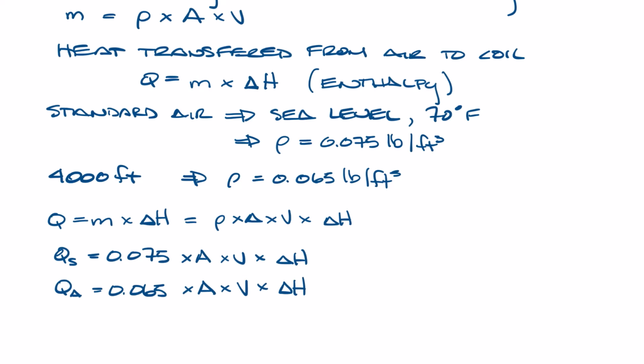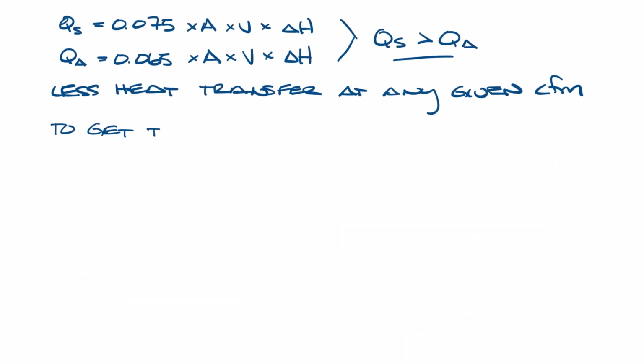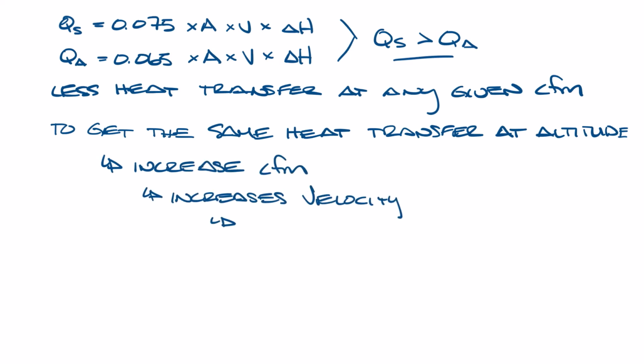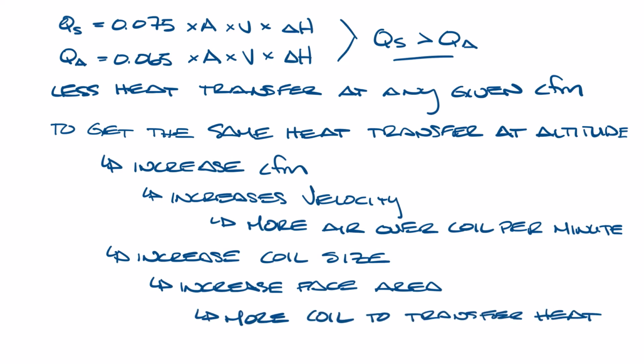Now, without putting any other actual numbers in here, if everything else is equal, you can tell that Q sub S is going to be greater than Q sub A. So at altitude, you will get less heat transfer through the same coil at any given CFM. So let's scoot this up again. So to get the same heat transfer at altitude, you'll either need to increase your CFM, which increases your velocity and puts more air over the coil per minute, or increase your coil size, which increases the face area, so you have more coil area to transfer the heat over.